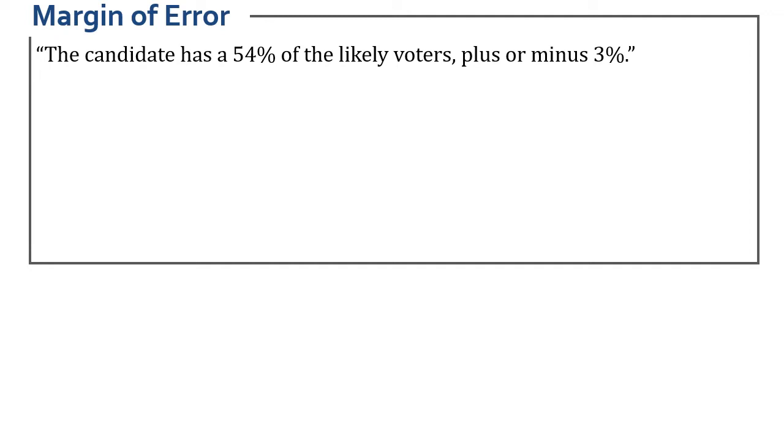So to account for this, what ends up happening is you're going to see in research, they publish what's called a margin of error or a confidence interval for their statistics. These numbers describe the precision of the estimate for a certain confidence level. All right, so let's look at this example. The candidate has 54% of the likely voters, plus or minus 3%. So what does this mean? So the 3% is called the margin of error.